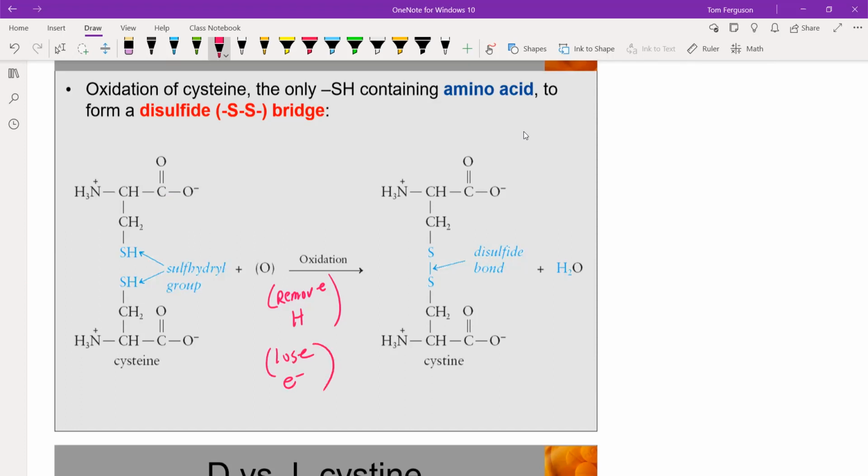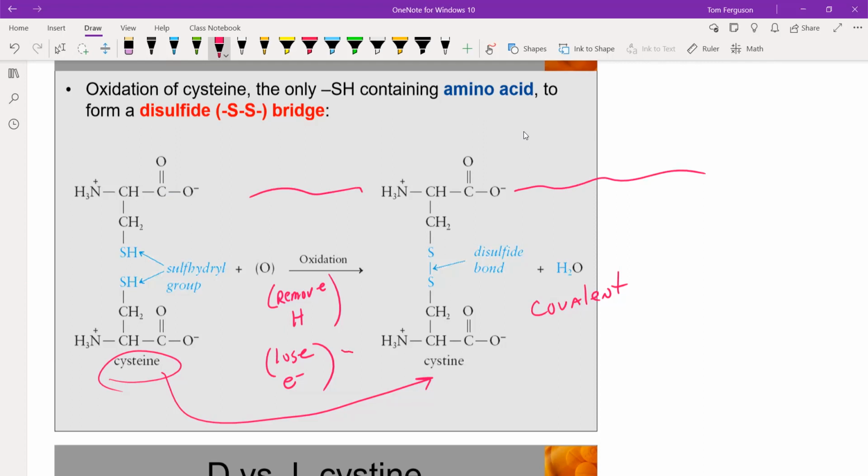Which is the same as losing an electron. Okay, so the hydrogens we lose are these two on the thiol groups. So this goes from cysteine to cysteine. This is a covalent bond. If this was in a protein, this would be a covalent crosslink.